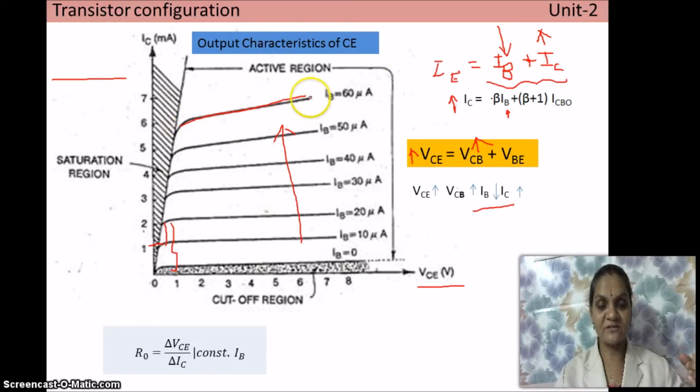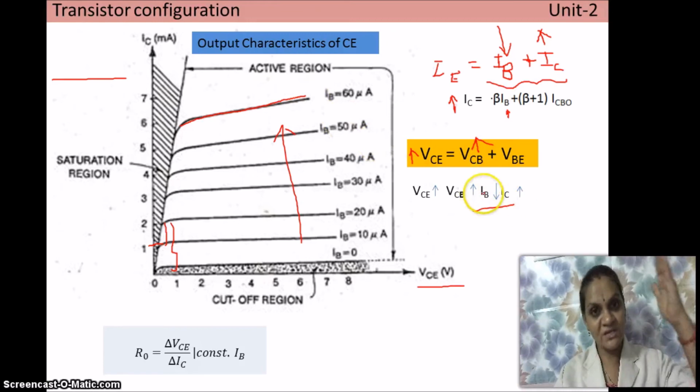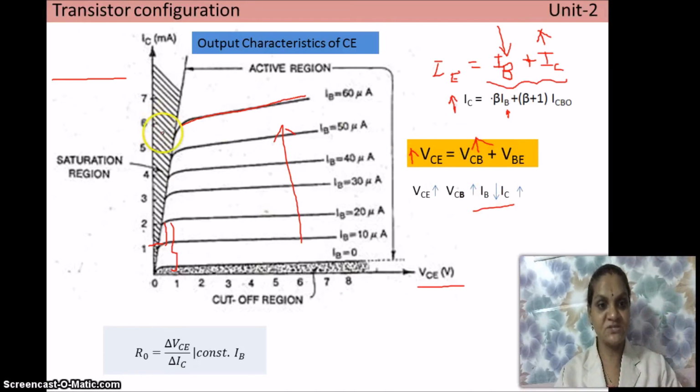Whereas in input characteristics, the same phenomenon occurs, but we have plotted base current there. Base current is decreasing, that's why the curve was shifted in the downward direction. Here we are plotting the collector current, which is increasing. That's why we are getting the slope in the characteristics. So this is the main reason, and when we increase the value of base current again and again, the same thing will happen.